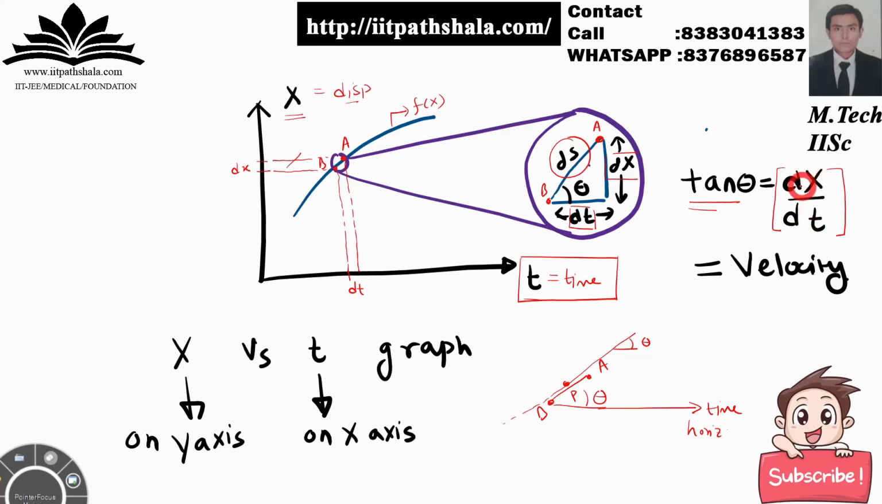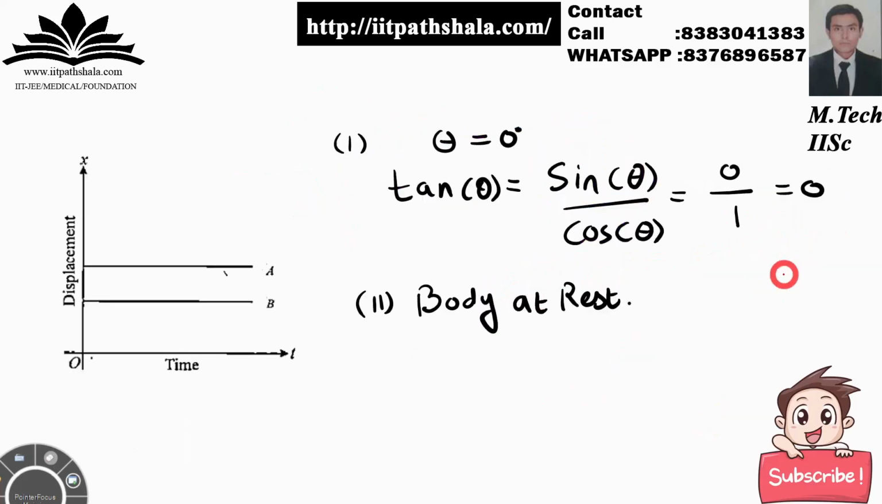Now dx is nothing but the change in displacement, dt is the change in time, and the ratio is velocity. From the previous two lectures, you will know it. So this is my velocity. The slope of this xt curve is nothing but my velocity itself. Now we will proceed further.